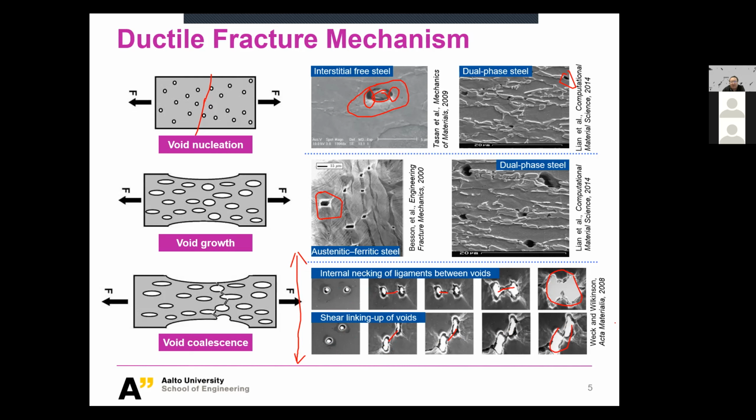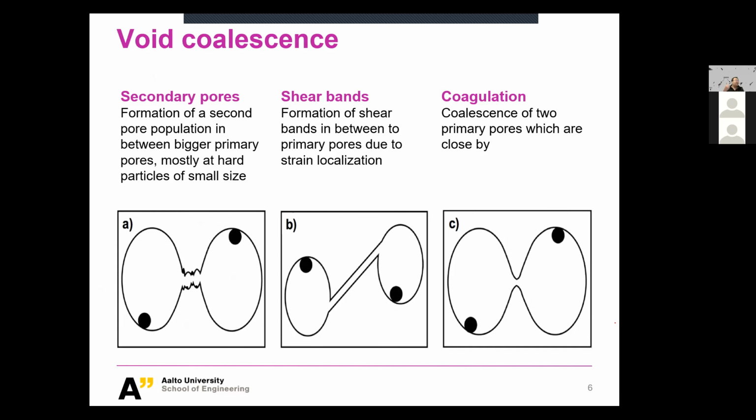If we try to, again, abstract this phenomenon and get some conclusions out of it, we would say the mechanism for void coalescence is basically driven by three factors. The first one is so-called secondary pores or secondary voids. You can see here the two voids, by the way, these are the acute inclusions. You see they are the triggers.